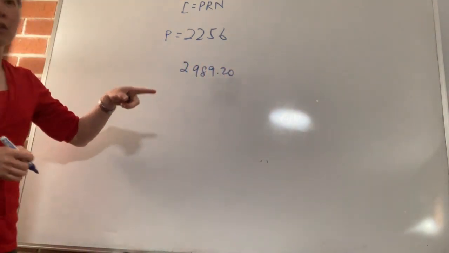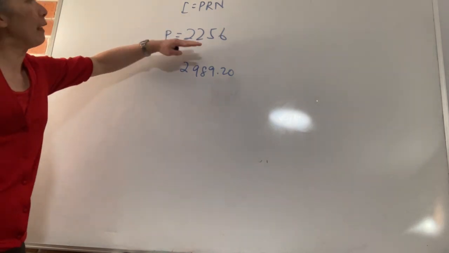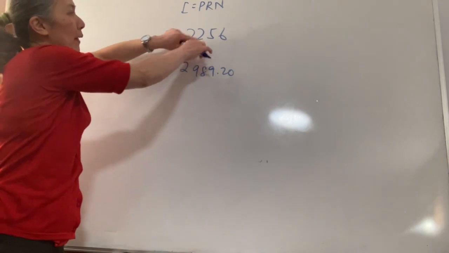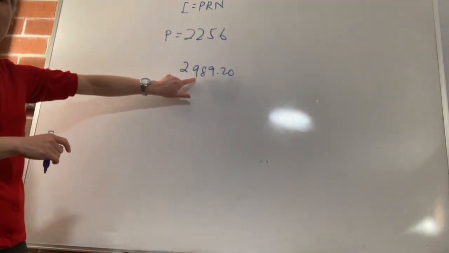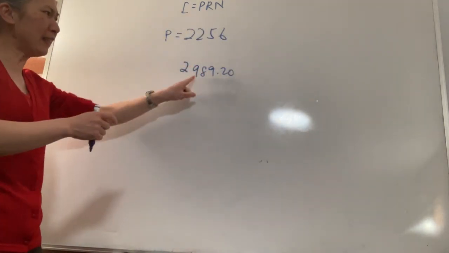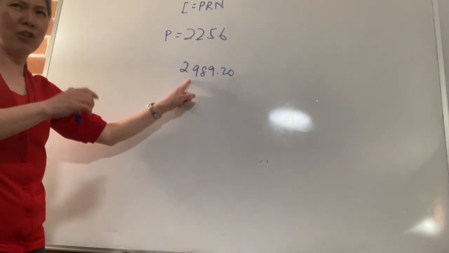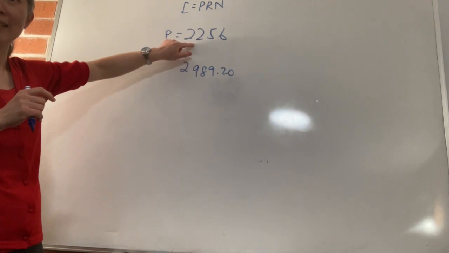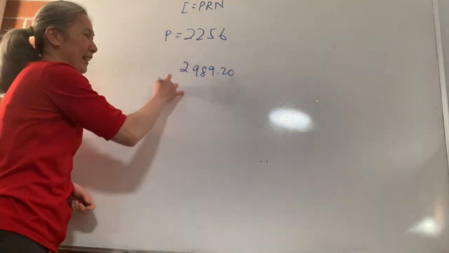2989.20. So what I say is that it accumulates from here to there. So this is your initial, you put in this money in the bank, and eventually you have that in the bank. Is this your interest? No, not really. It's just, some of it is your money, isn't it? So how much is the interest?